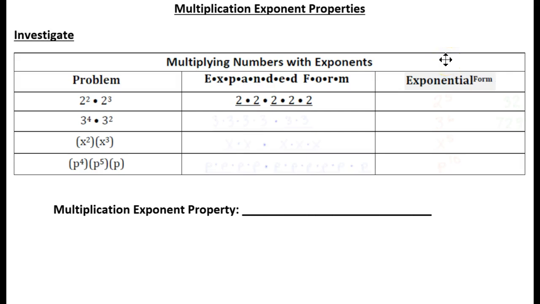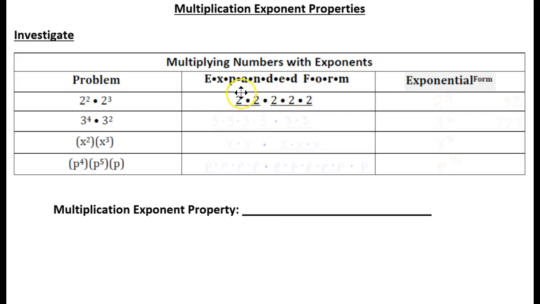So if I look at the first problem, 2 to the second power can be rewritten as 2 times 2. And 2 to the third power can be rewritten as 2 times 2 times 2. So 2 to the second power multiplied with 2 to the third power is 2 times 2 multiplied with 2 times 2 times 2. So we can rewrite this in exponential form by just counting the number of 2's that we have. So 1, 2, 3, 4, 5.